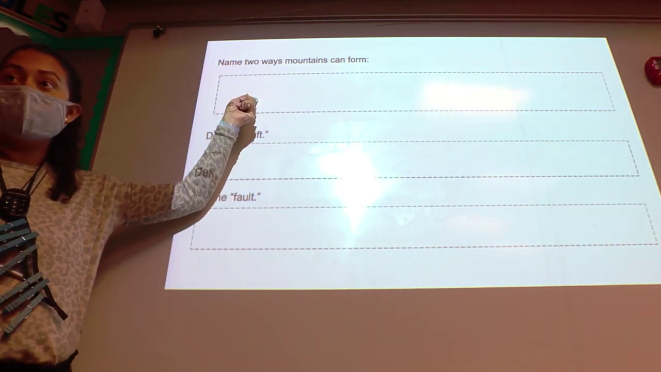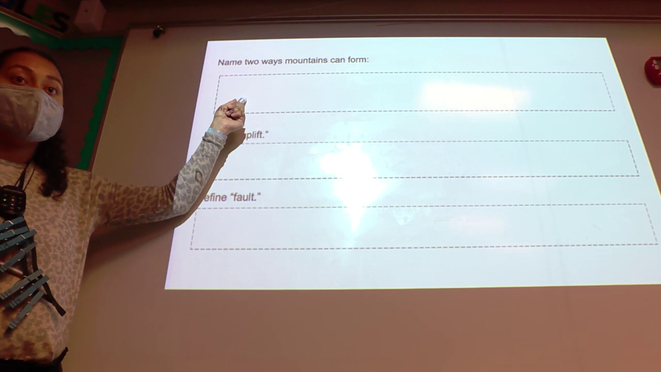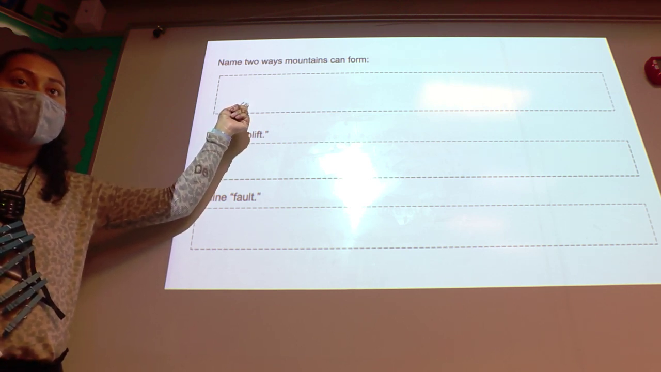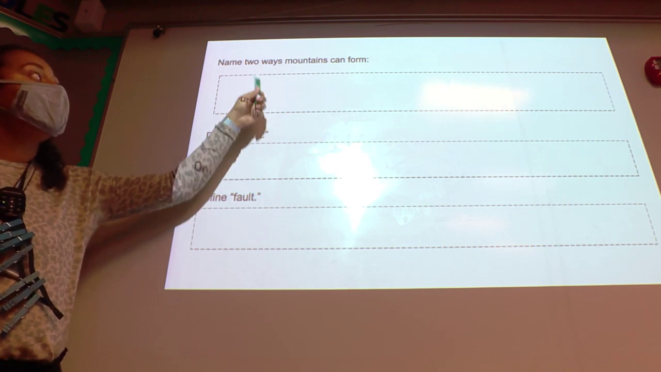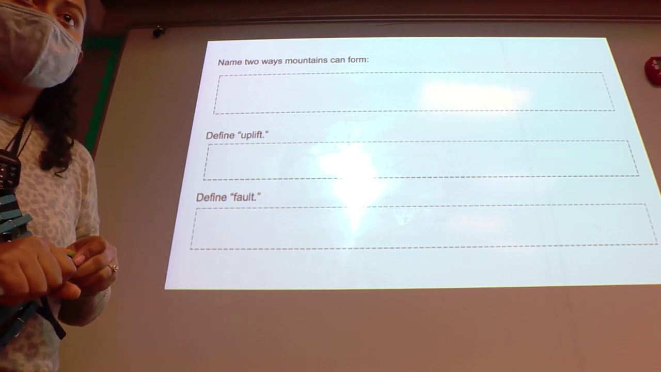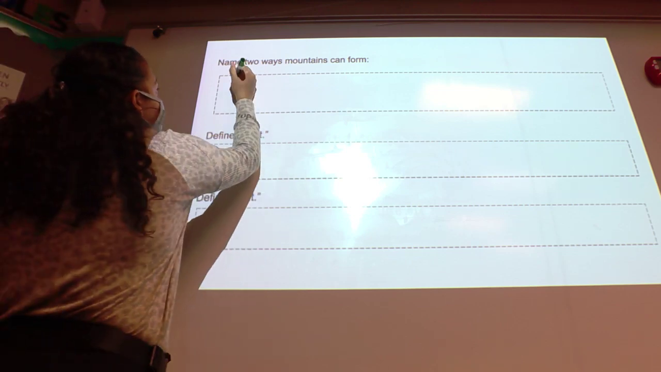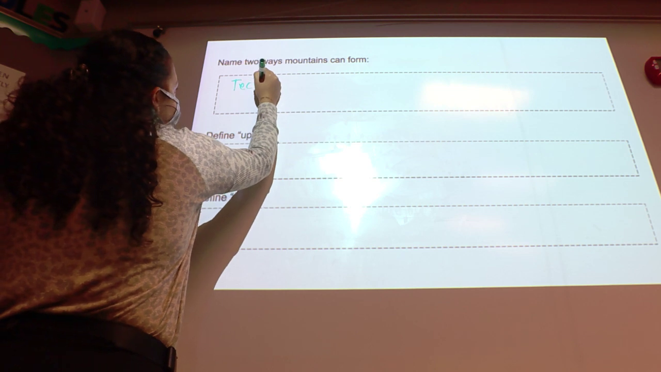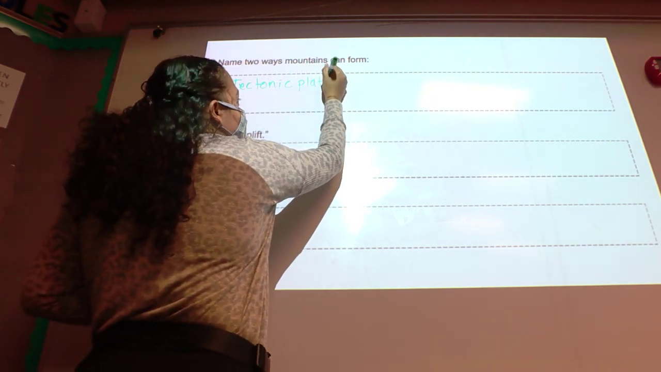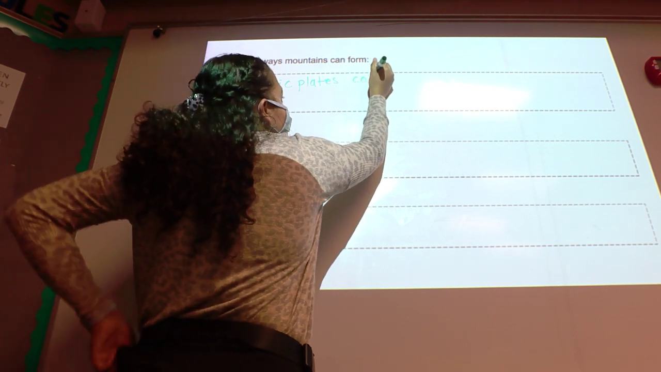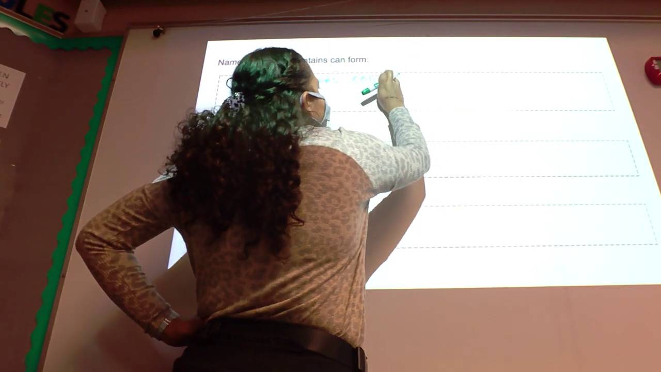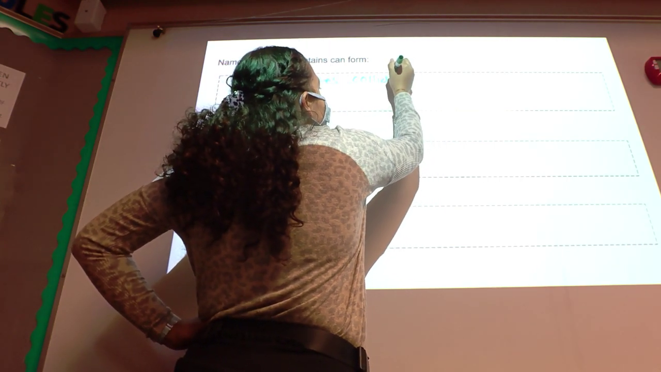You have this one? Ledger, Noah, Leon, ready? Name two ways tectonic plates colliding can form mountains. Tectonic plates colliding. Okay? Type it in. Tectonic plates colliding. Oh my gosh, that's not how you spell colliding.